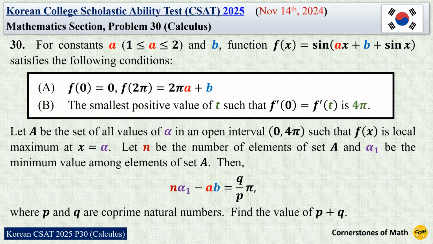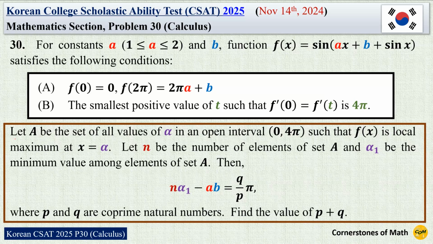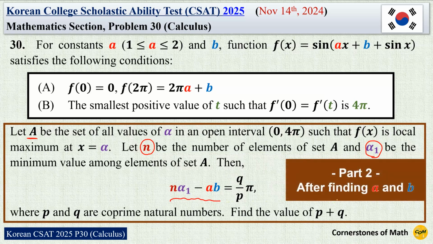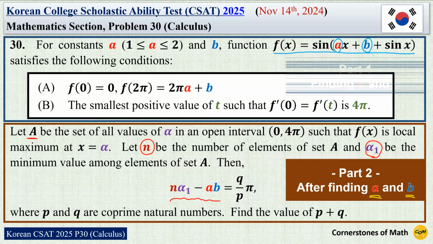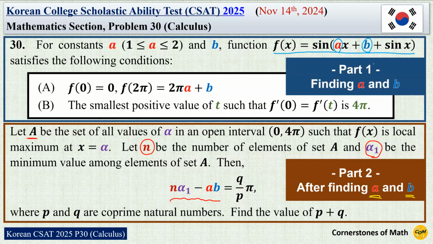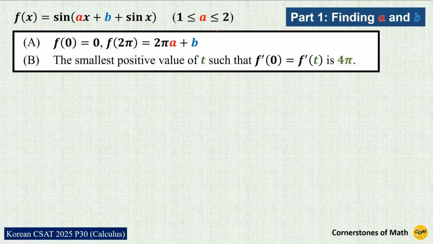Alright, so this is our problem, and it can actually be divided into two parts. This lower half consists of finding the set A, finding the number of elements n, finding the minimum element α1, and calculating some stuff. This part 2 can be done once the values of a and b are found and we know the exact expression of function f(x). These values of a and b can be determined from this upper half of the problem, specifically using these two given conditions. So let's just focus on the upper half for now.